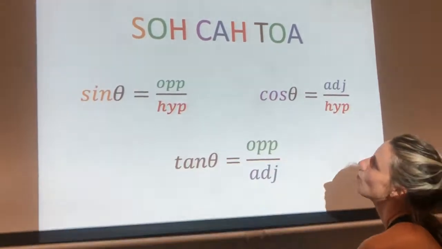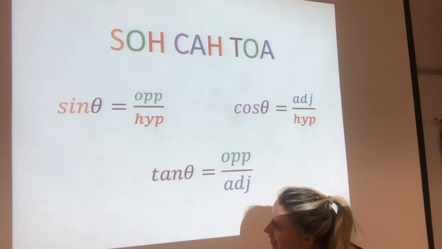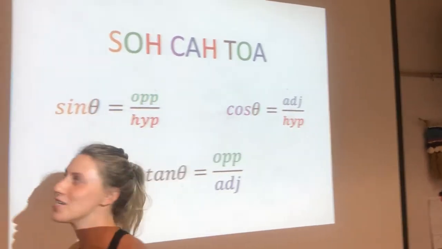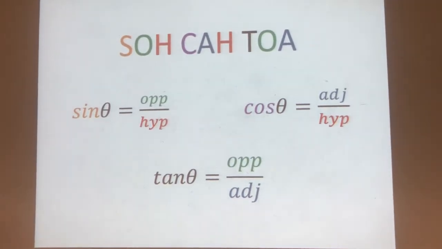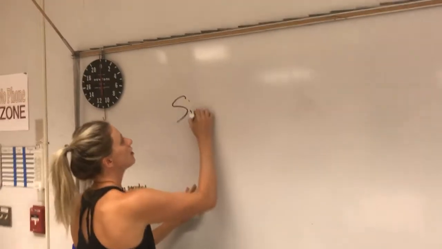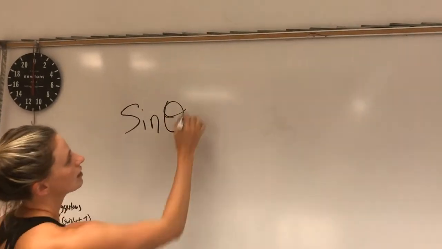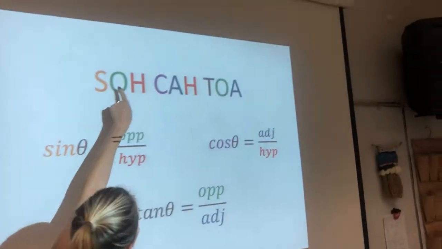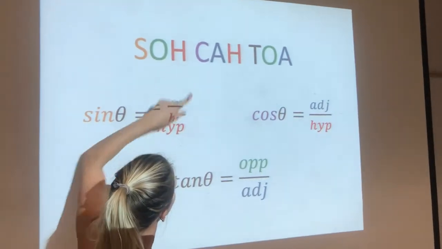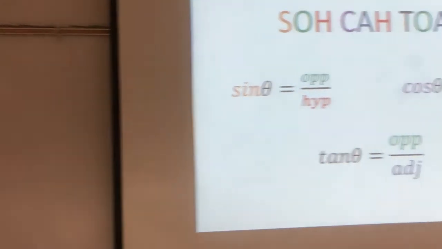All right, so SOH CAH TOA. Everyone's worst nightmare from algebra, right? I'm going to go ahead and write these over here for y'all. Okay, so I've got sine theta equals, and y'all see these little letters up here? SOH CAH TOA. The O goes with opposite, the H goes with hypotenuse, okay? I'll bet they know that already.